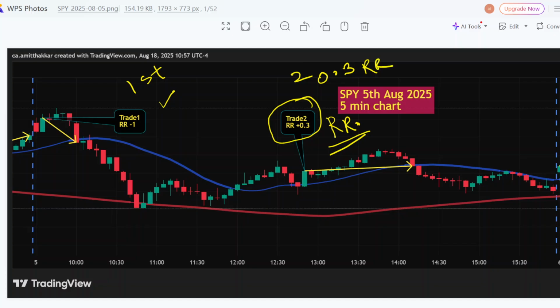After the second trade is closed, the market is again hovering between two moving averages, 20 and 200, and the market closes. We are able to take only two trades on 5th August, and the net outcome of both the trades is -0.7 RR.